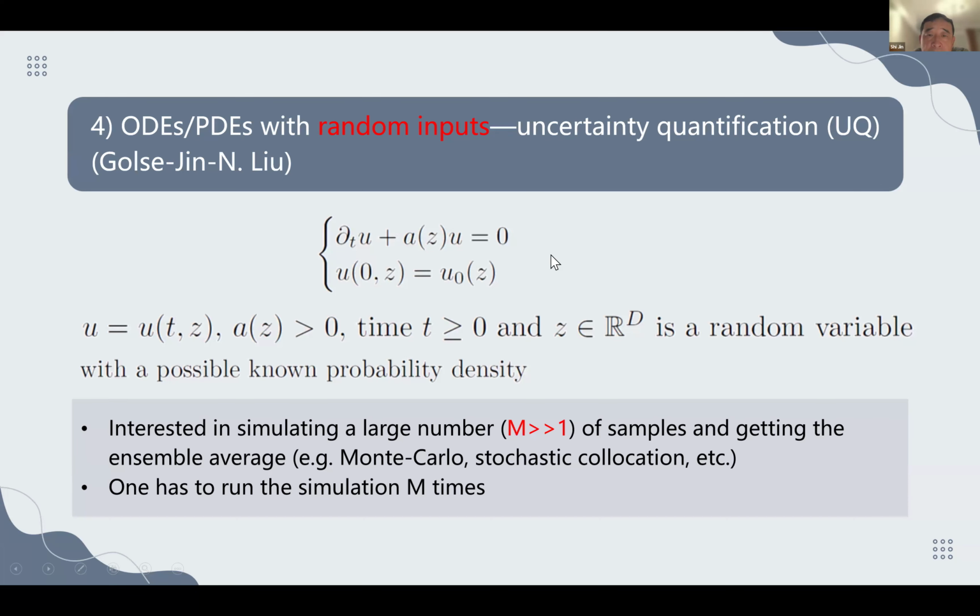So very often people do Monte Carlo simulation. If you have a stochastic or random PDE, you take a lot of samples of Z, and then you take the ensemble average. You solve this PDE many times, M times. M is usually very large because Monte Carlo has a low convergence rate. The error is 1 over the square root of M. So if you want the error to be 10 to the minus 3, you have to solve this equation 1 million times, 10 to the 6.